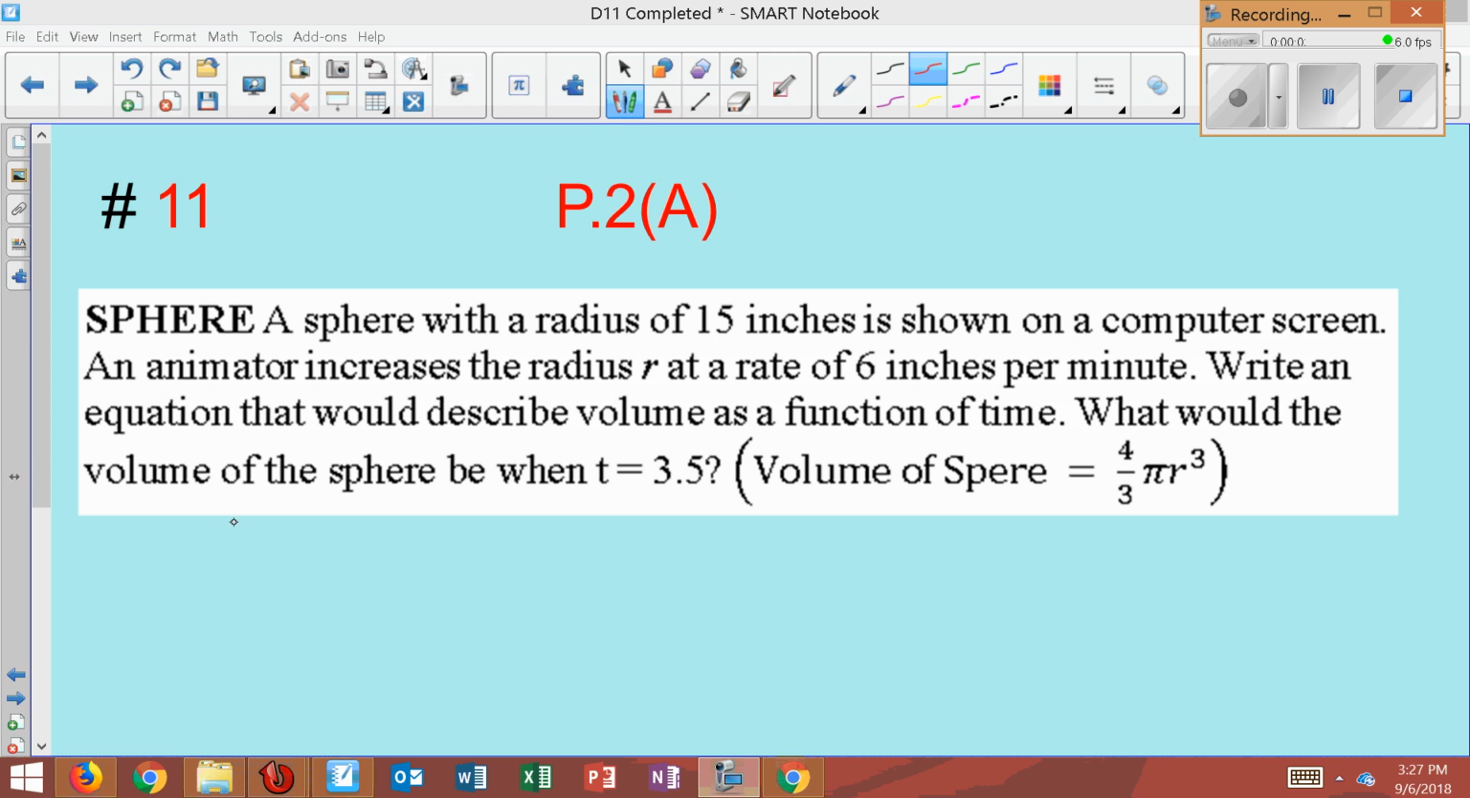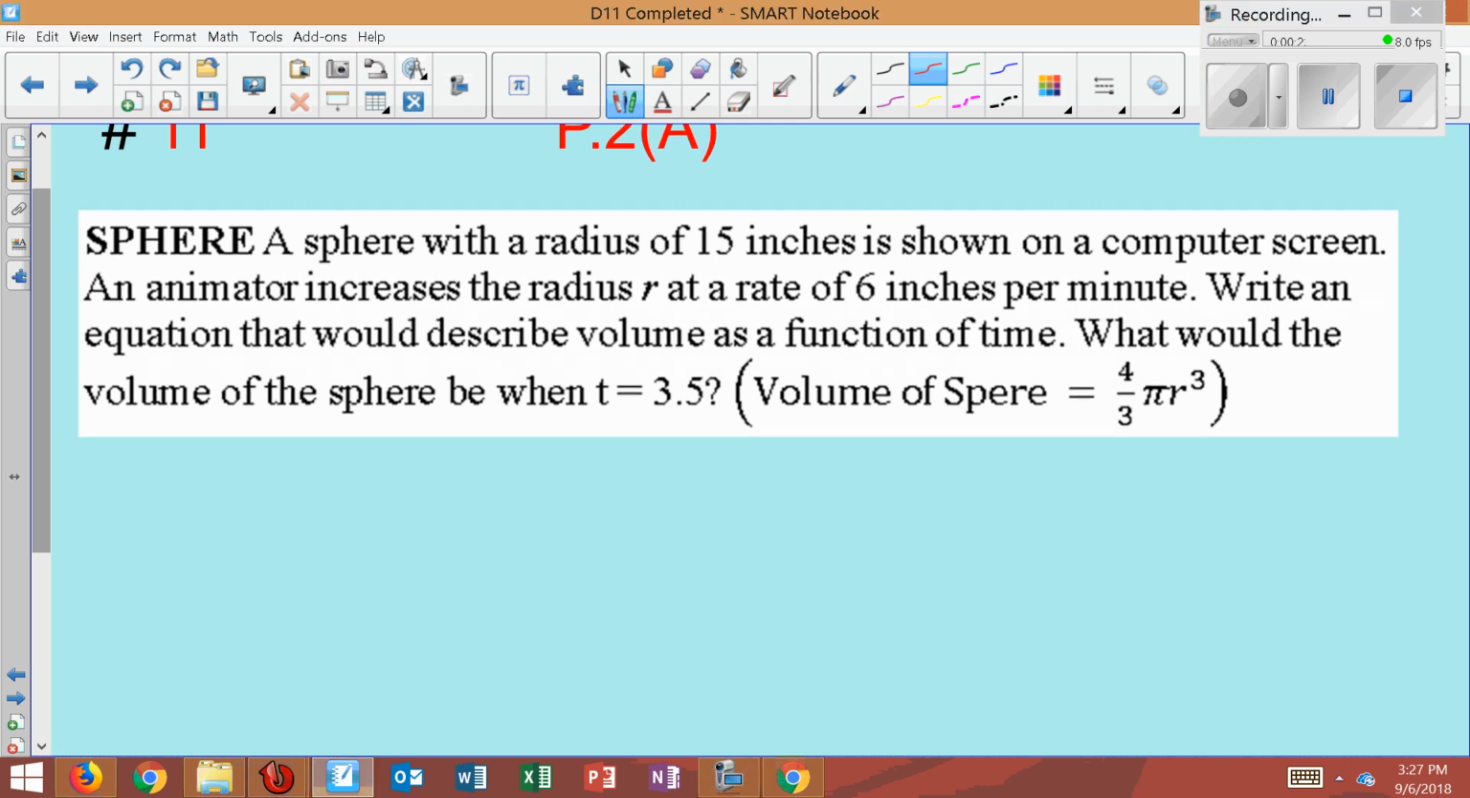Number 11, sphere. A sphere with a radius of 15 inches is shown on a computer screen. An animator increases the radius at a rate of 6 inches per minute. Write an equation that would describe volume as a function of time. What would the volume of the sphere be when t equals 3.5? And then there's the equation for volume of a sphere.